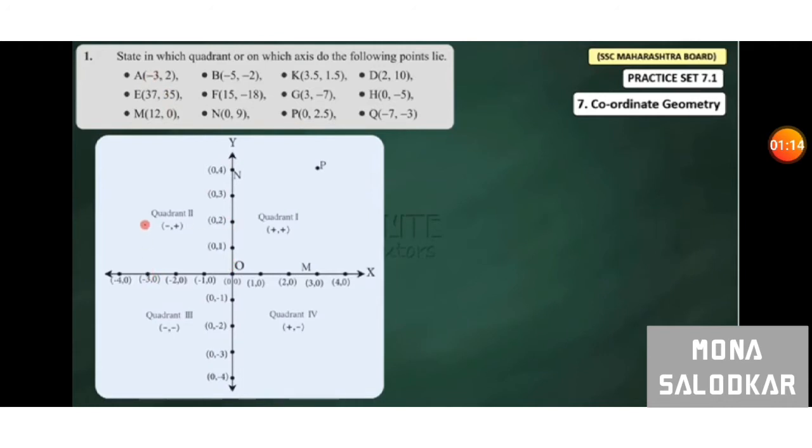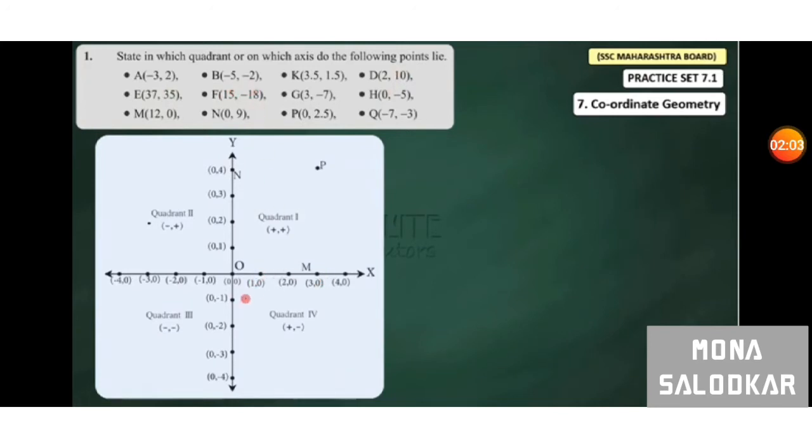Now see the second point is minus 5, minus 2. Now first point minus plus means it lies in the second quadrant. In the first quadrant signs are plus plus, in the second quadrant minus plus, in the third minus minus, and in the fourth quadrant plus and minus. Now see here, second point B, where it lies? Minus minus, third quadrant. Now third point, K: 3.5 and 1.5 means both are positive, so it lies in the first quadrant. Now see the next point, it is also plus plus, therefore it also lies in the first quadrant.